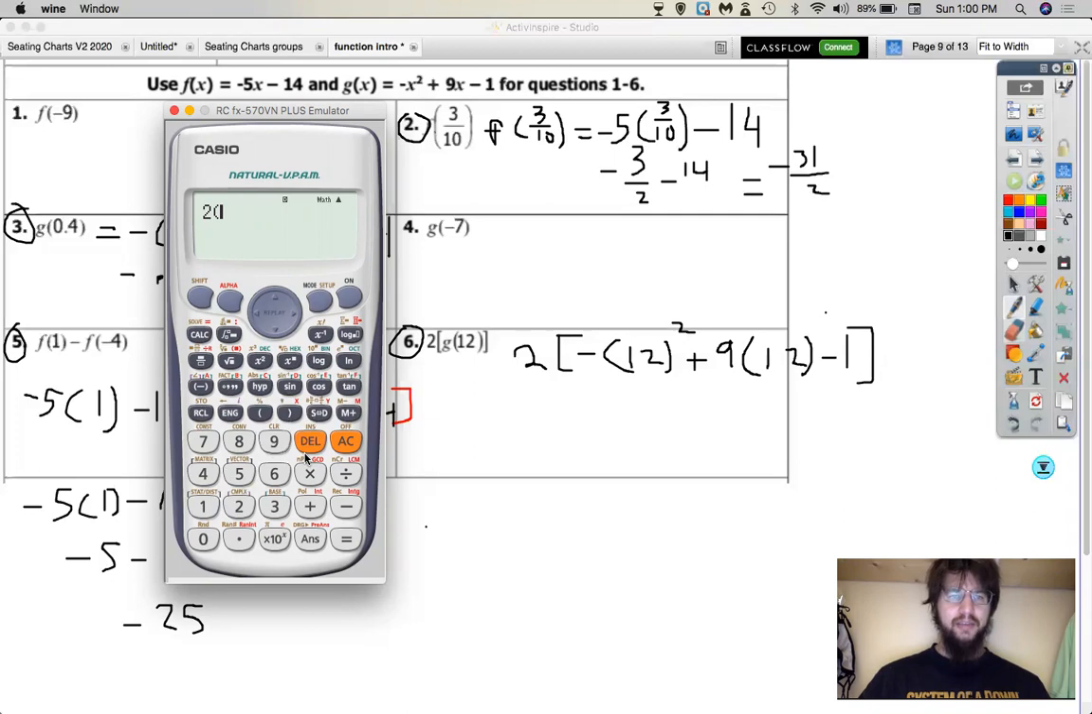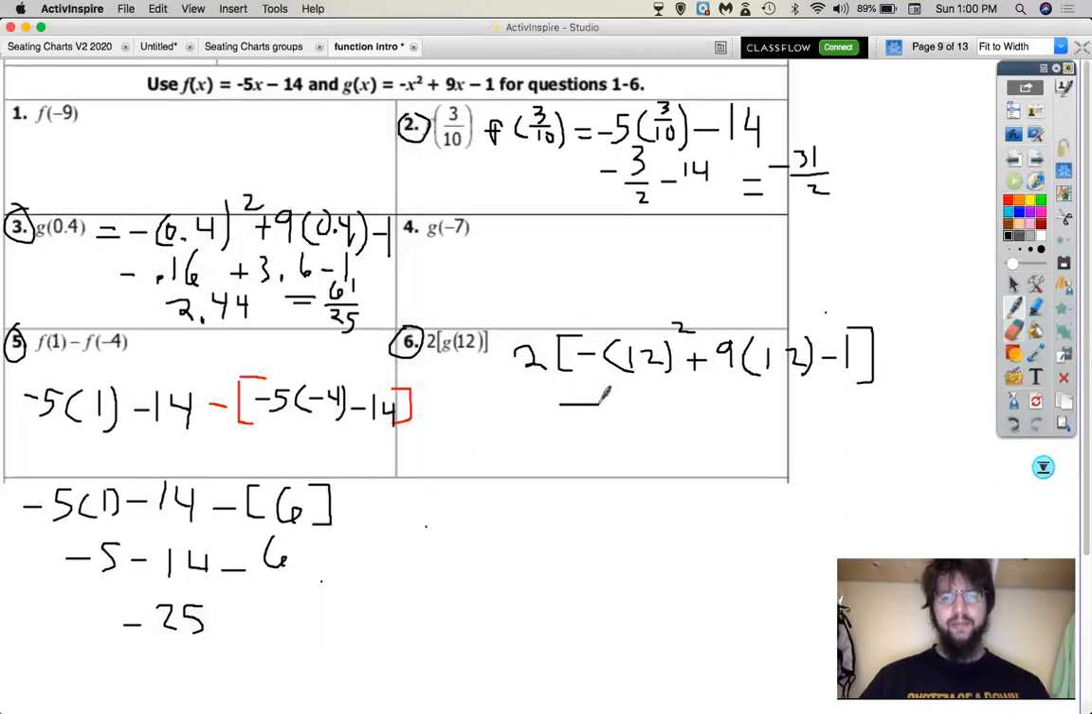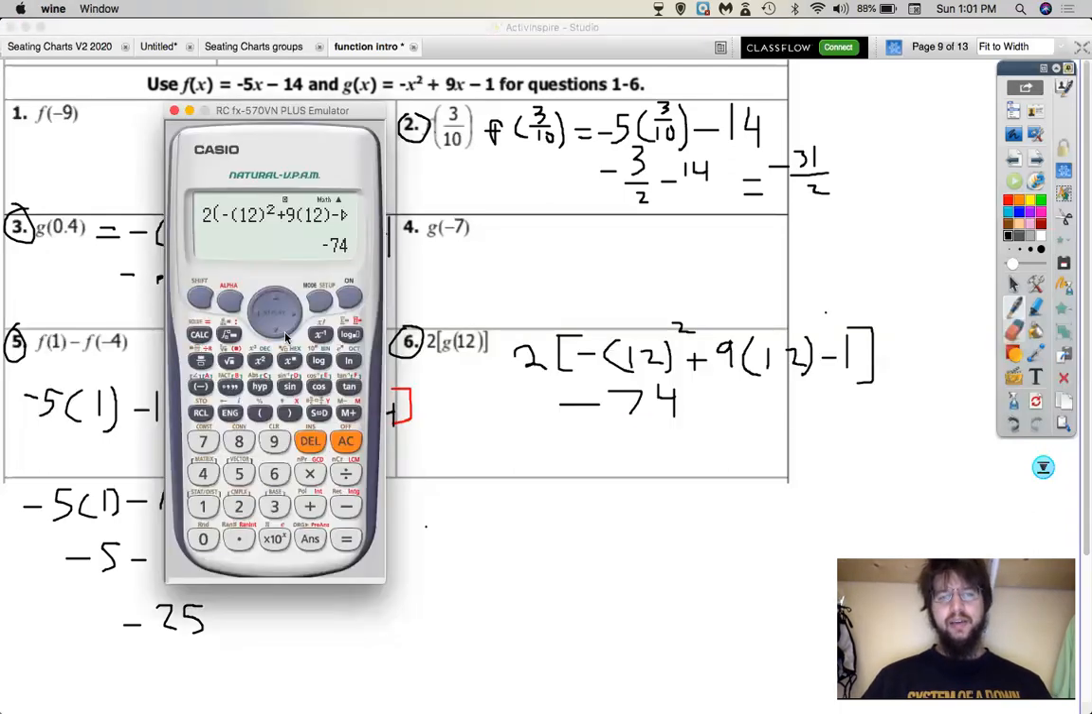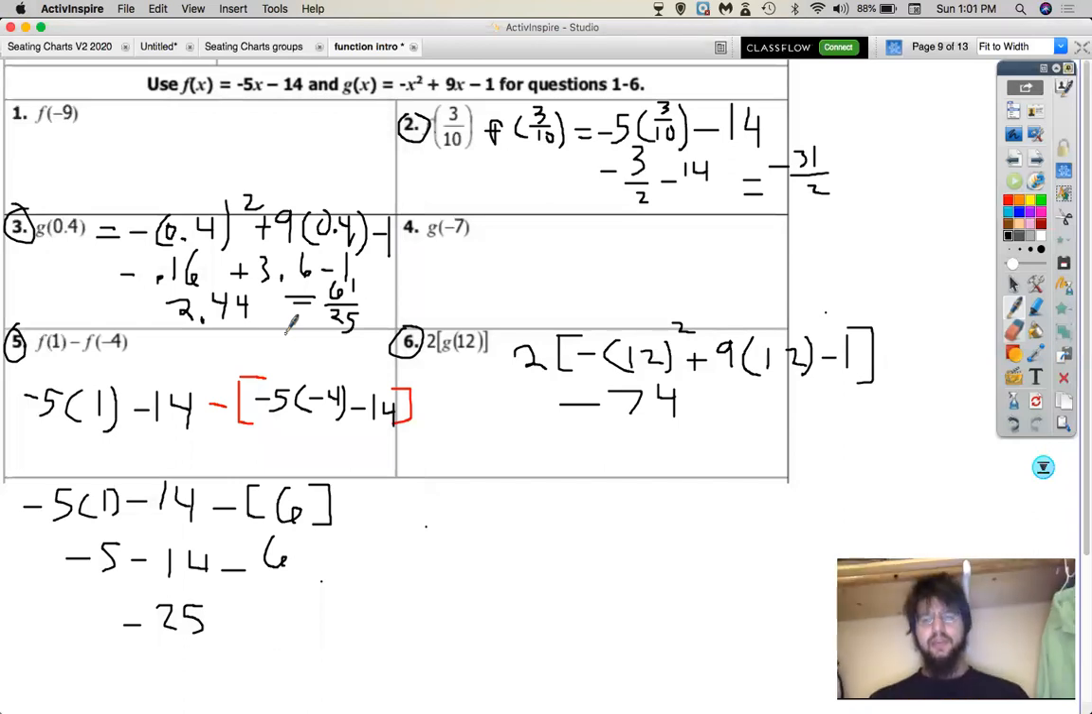Type exactly what you have. Negative and then 12 squared plus 9 times 12 minus 1. Close the brackets, which in this case is a parenthesis for us, and that gives us negative 74. Okay, negative 74. There we go. So this is what I need to see. You have it written out, and the answer. You don't have to show all your work. Now, if you don't have a nice fancy calculator, you're going to have to show all your work. Because I definitely want fractions. I don't want decimals.